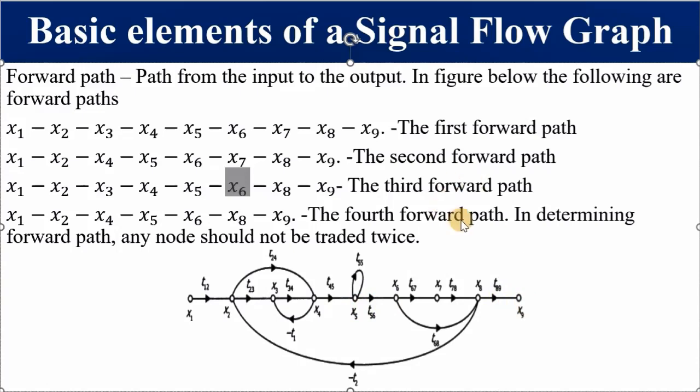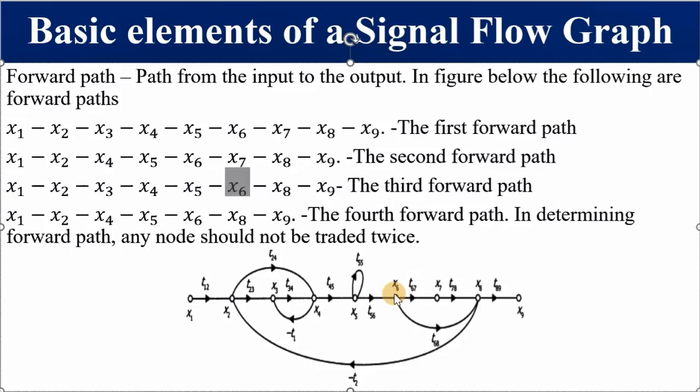Let's identify the third forward path. This is from x1 to x2, x3, x4, x5, x6. Then from x6 we go via t68 to x8, then up to x9. Then the last forward path, x1, x2, x4, x5, x6, x8. After x6 we go this way up to x8, then x9.